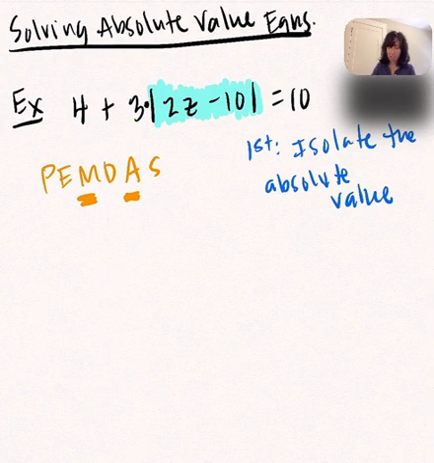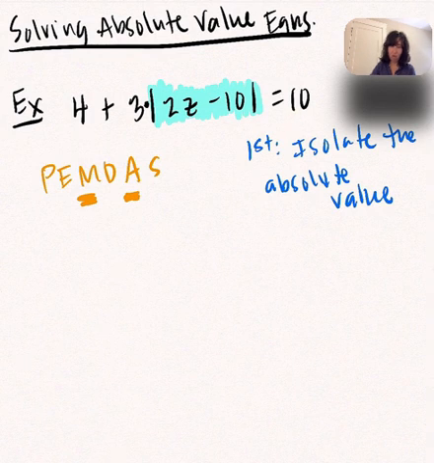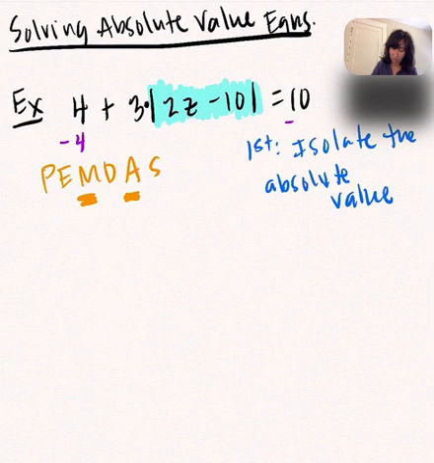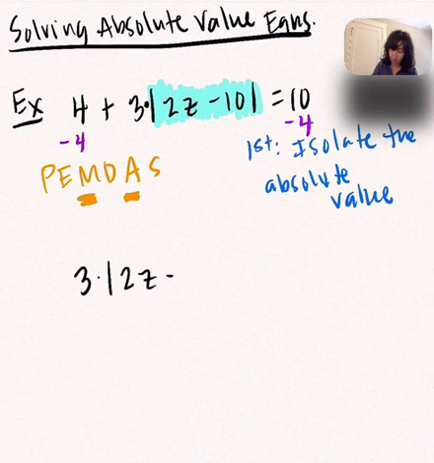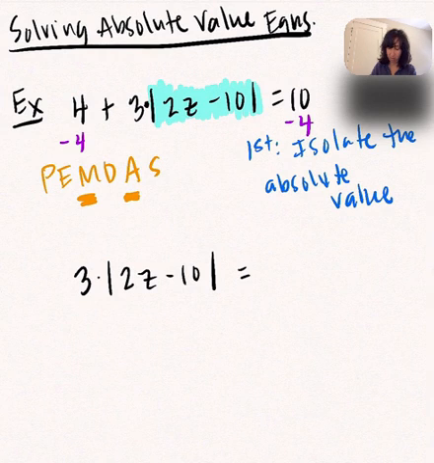We can actually subtract 4 from both sides. So if I subtract 4 from here and subtract 4 from here, I end up getting 3 times absolute value of 2z minus 10 equals 10 minus 4, which is 6. Okay.